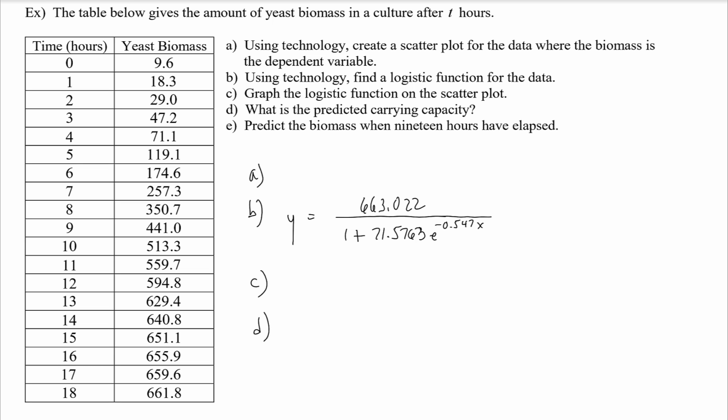D, what is the predicted carrying capacity? 663,000. Biomass of 663,022. Never really gives me a unit there. Maybe there aren't units on biomass. That's not something I'm super familiar with. But that's our carrying capacity, the numerator of that.